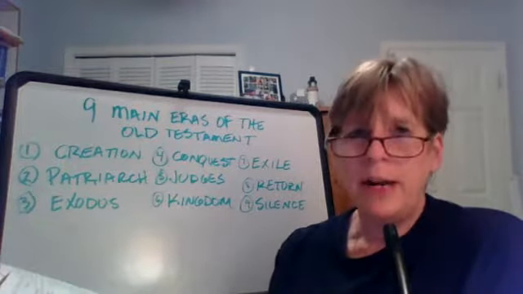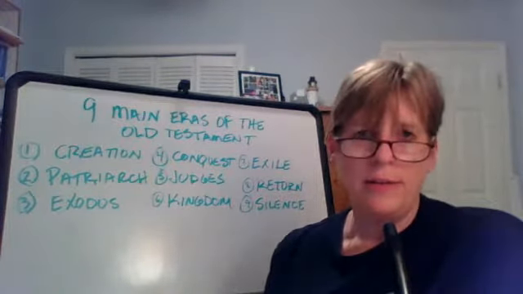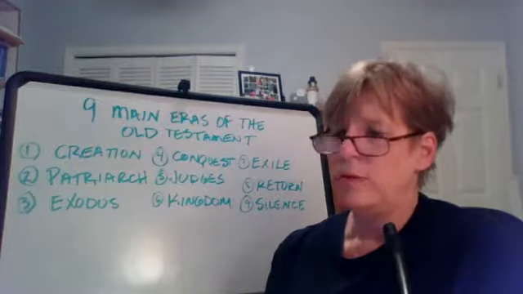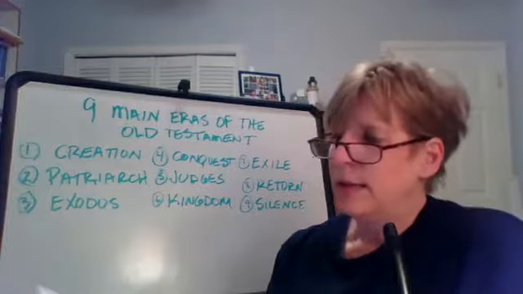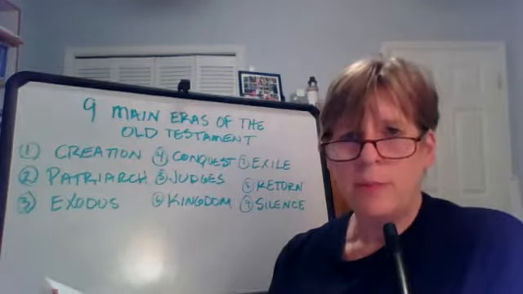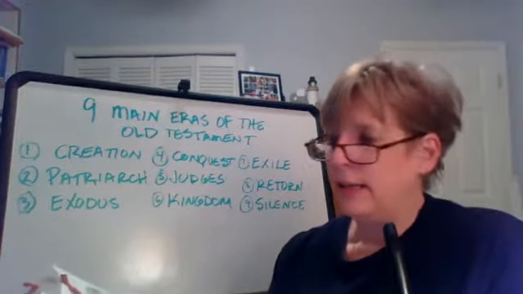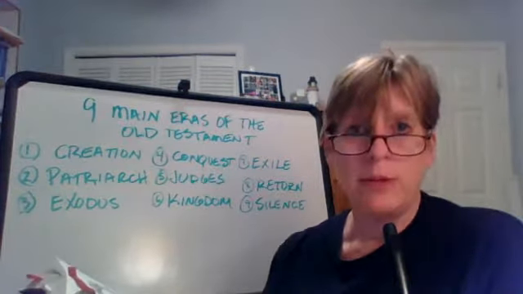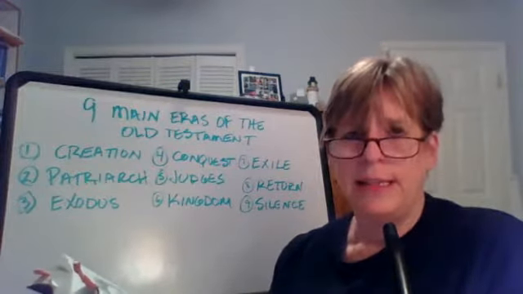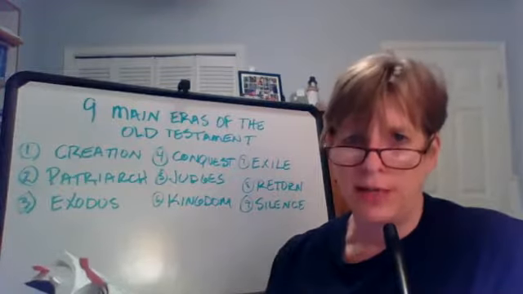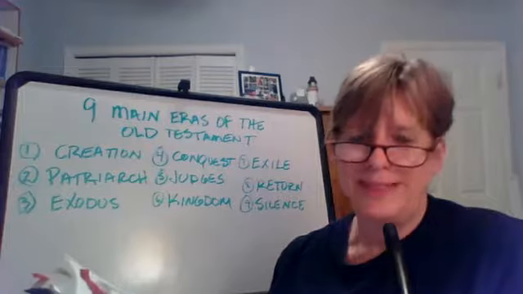Then you get to the kingdom era, and you have David, King David, and the area he was noted for would be Israel. Then you have the exile era, and your main figure was Daniel, and the location was Babylonia. Then you have the return era, and your main figure there is Ezra, and his area was Jerusalem.